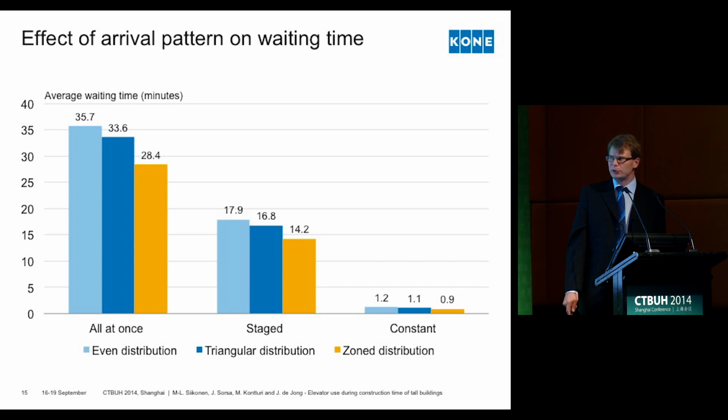So the resulting waiting times in these cases are shown here, and the shortest ones occur when the workers arrive constantly. So there the average waiting time is only 1 minute, roughly. But as you can see, if everyone arrived in the beginning of the shift, then the average waiting time would be something like half an hour. And this kind of long average waiting time is just because the last ones have to wait for the whole hour for the transportation.